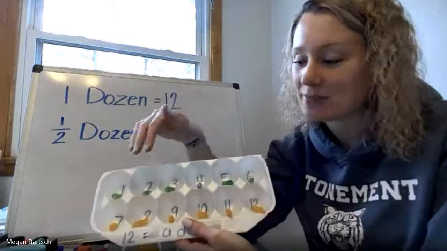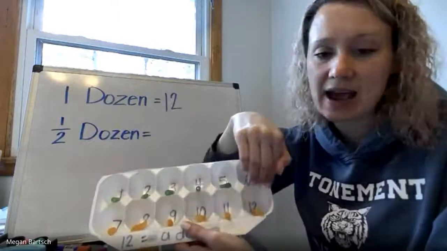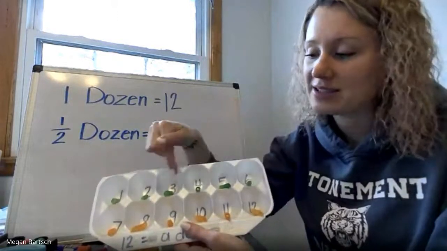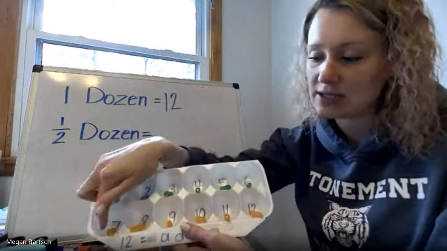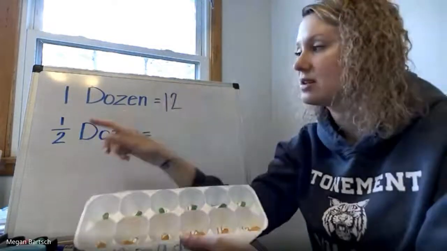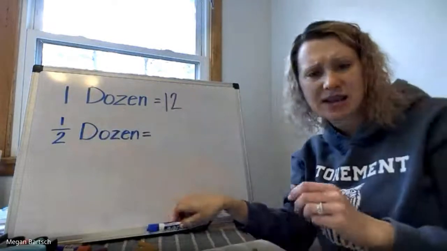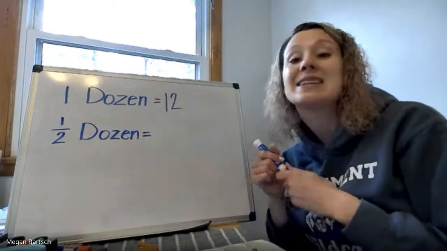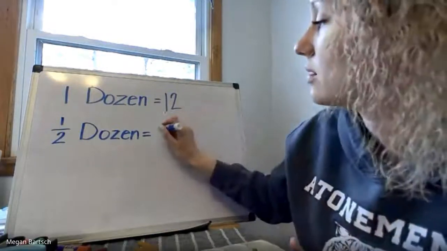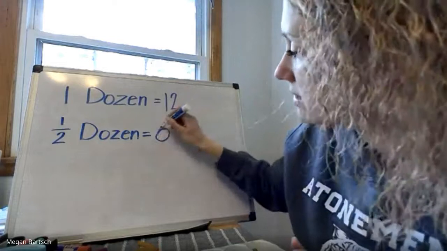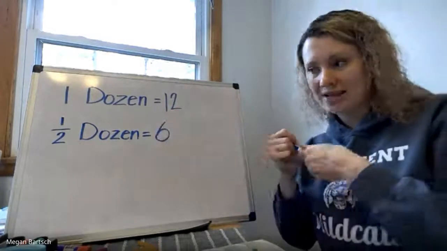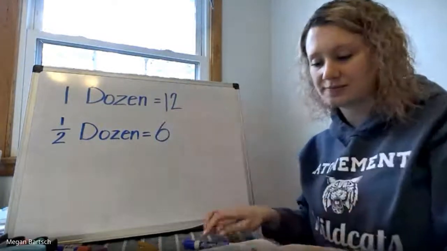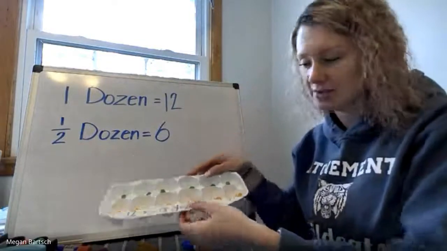They are the same. So when I cut my dozen in half, I have 6 in a half dozen. So a half dozen eggs means how many? 6. 6 eggs. So 1 dozen eggs means I have 12. A half dozen means I have 6.